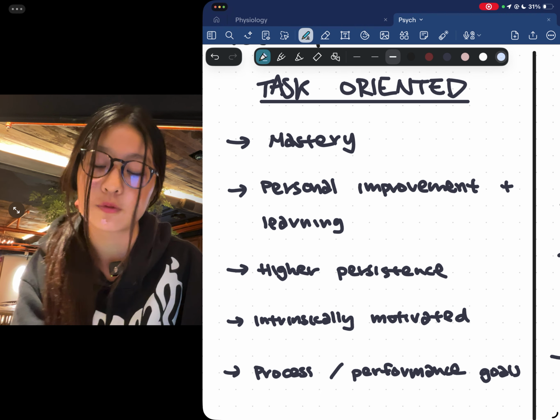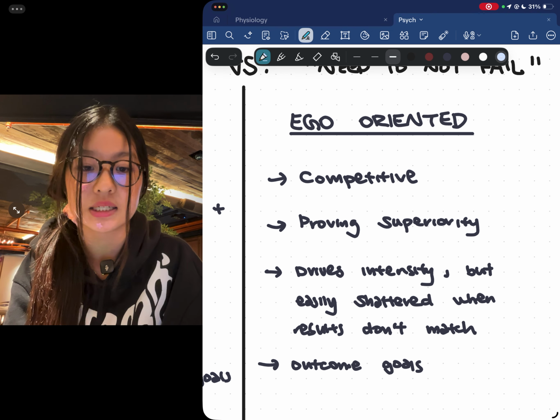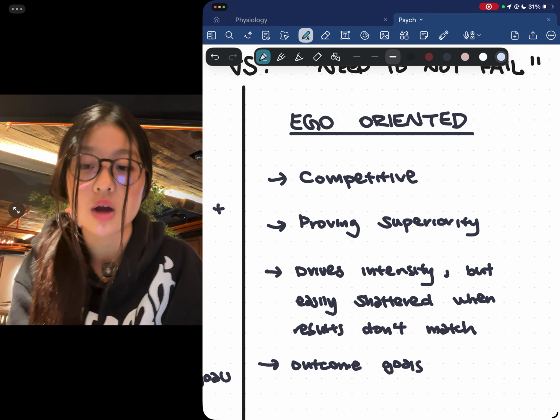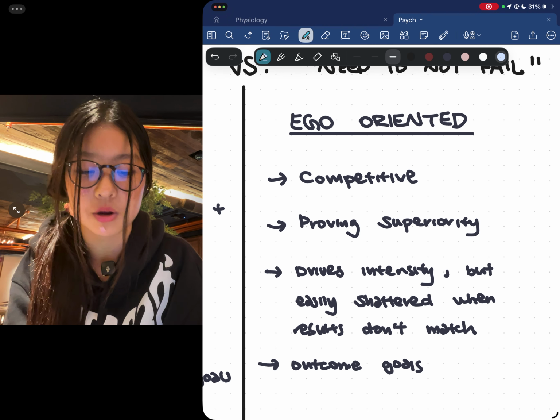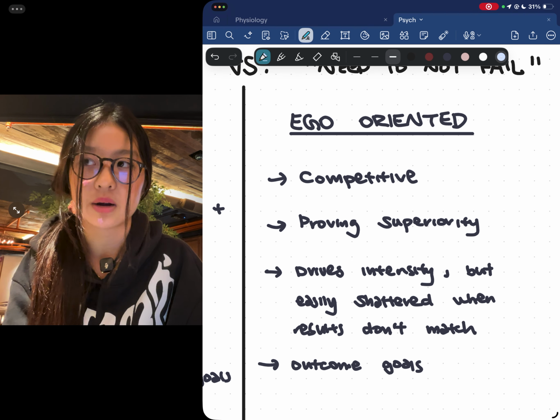And then on the other hand, need to not fail individuals are ego-oriented, and they're competitive individuals who care more about proving superiority over their competitors rather than personal improvement, which can drive intensity, but if your results are not matching up with what your alignment was, it tends to bring you down really easily because the goals they set are outcome goals. Their goals are really purely focused on beating everyone else and being the best rather than being better than they used to be before.